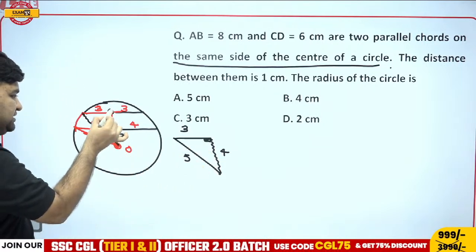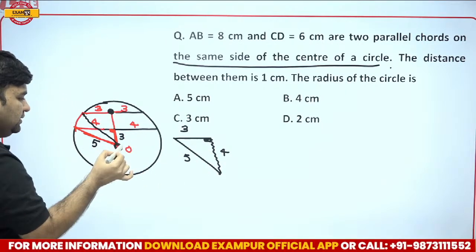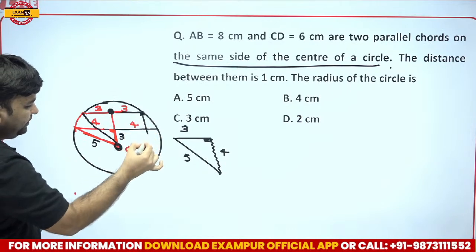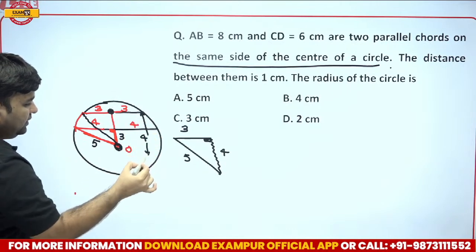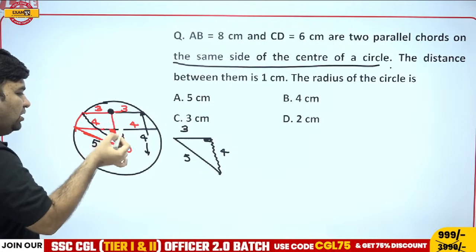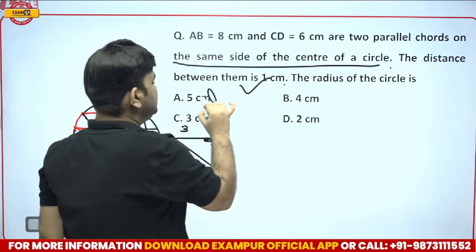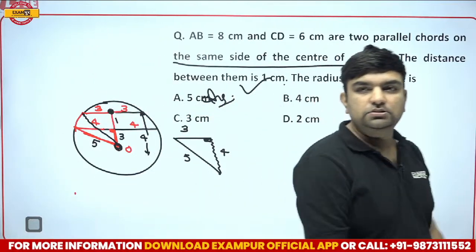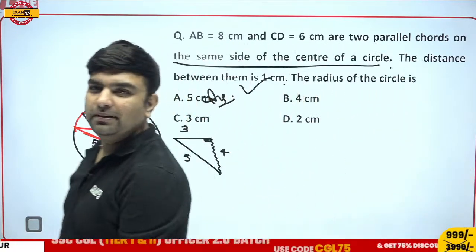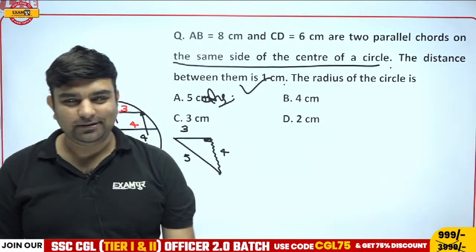Now this total distance should be 4. So the distance between the chords is 1, and they have also given it as 1. So 5 is the correct assumption.